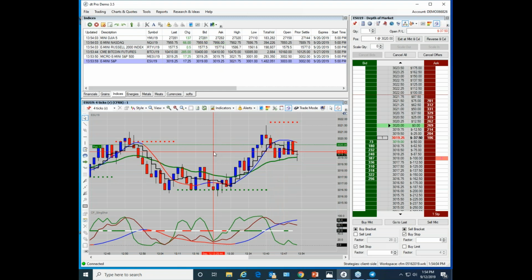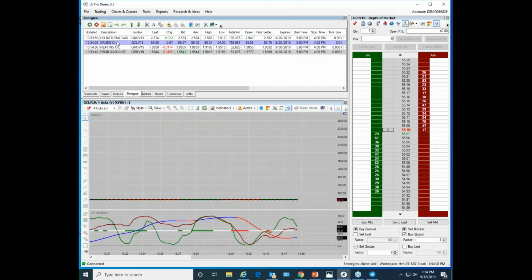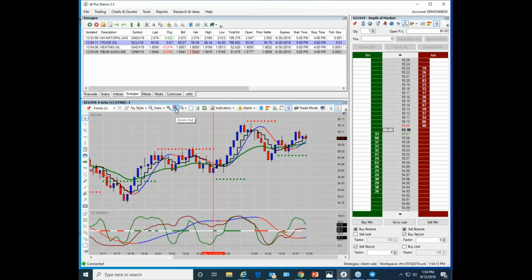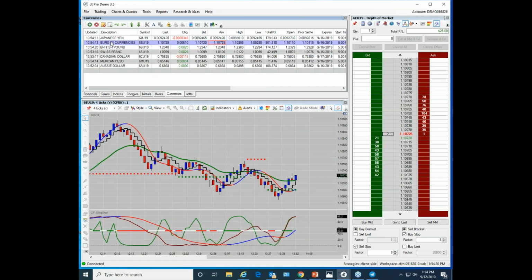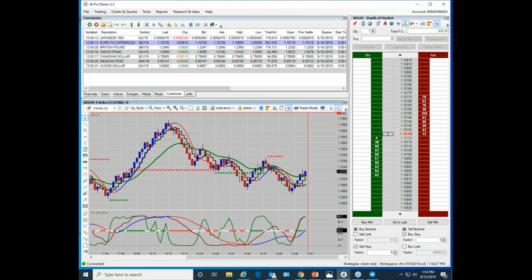All right, so instead of watching paint dry, let's go to a different market, see if we can't find something else. Okay, here's that crude oil again. Sideways at best, so we'll move on to the currencies. Let's go to the euro. Double bottom. Okay, you get a little bit of trending action here.